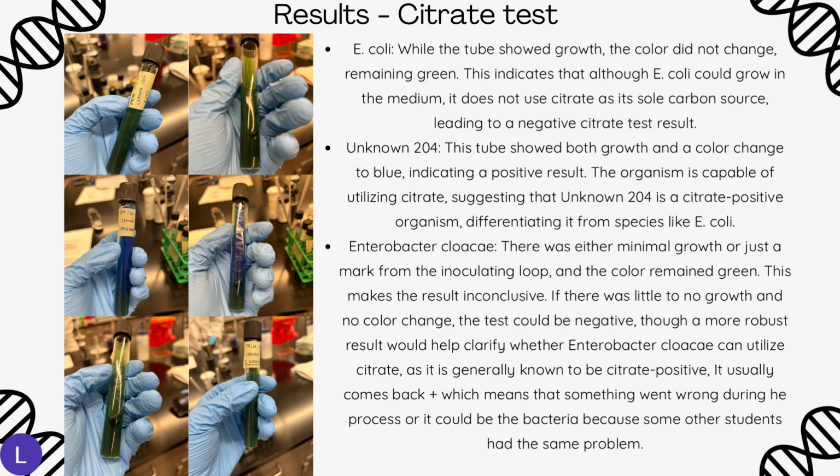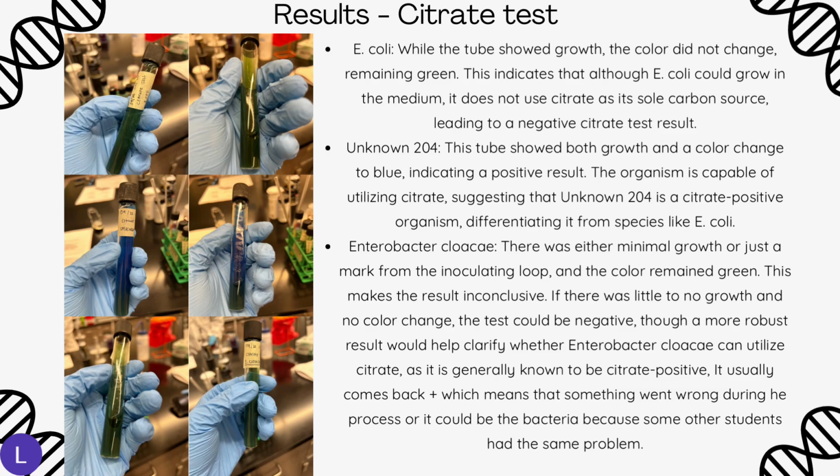Second, we have unknown 204. These tubes show broad growth and a color change to blue, indicating a positive result, which means that the organism is capable of utilizing citrate, suggesting that unknown 204 is a citrate positive organism, differentiating it from a species like E. coli.